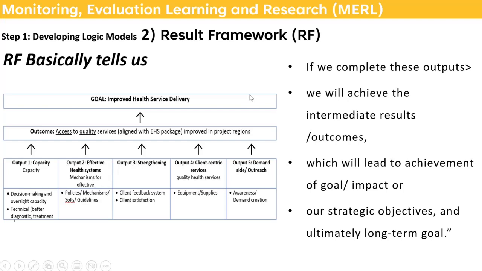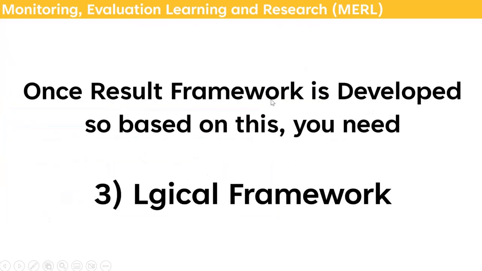This is basically the results framework, which tells us that for the problem that you have identified in the ToC, these are the outputs, these are the intermediate results, and these are the strategic objectives which will contribute to the overall goal, which is based on the problem statement which we have already discussed in the theory of change. Now, once the results framework is developed, you have two key documents already developed, the ToC and the results framework. Now, the logical framework is a little bit of a lengthy document. Some organizations use it as an M&E framework also.